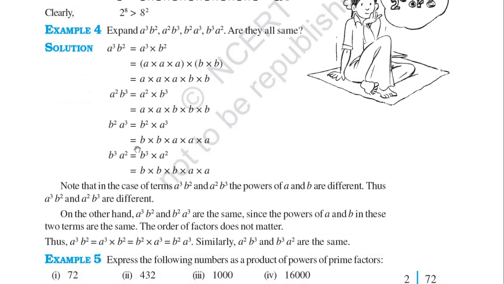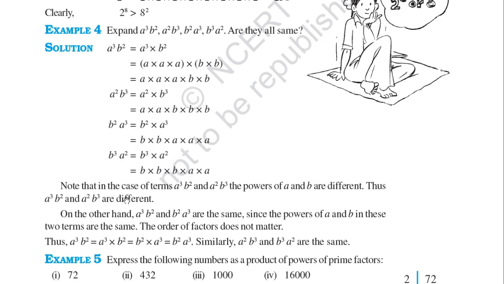So example number 4, expand a cube b square, b cube b square, a cube b cube, a square. Are they all the same? So you can see here a 4 times, a 3 times and b 2 times. Here a 2 times and b 3 times. You can multiply it here. So it is not the same. B 2 times and a 3 times and b 3 times, a 2 times.